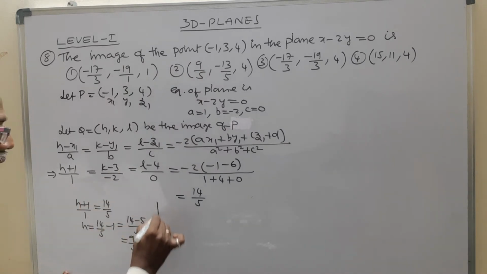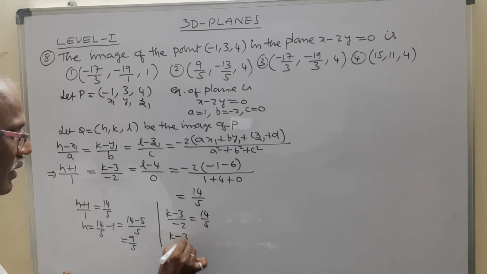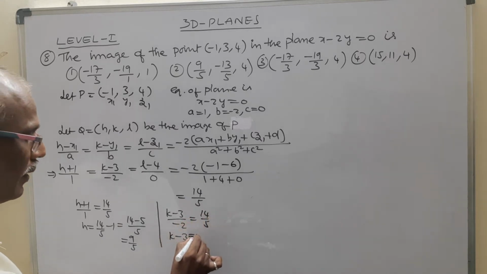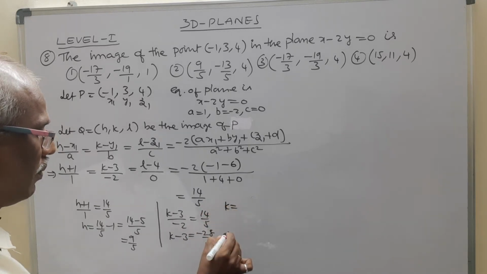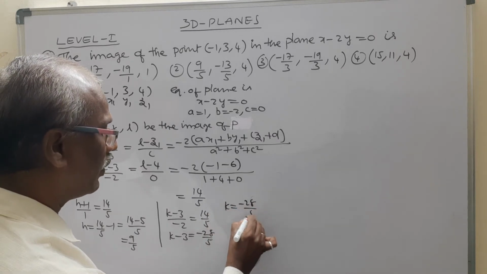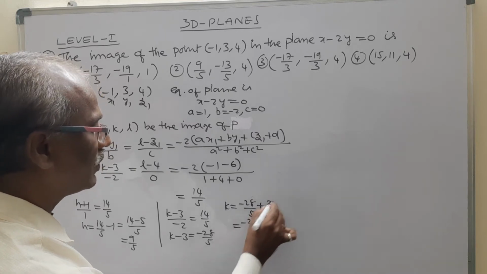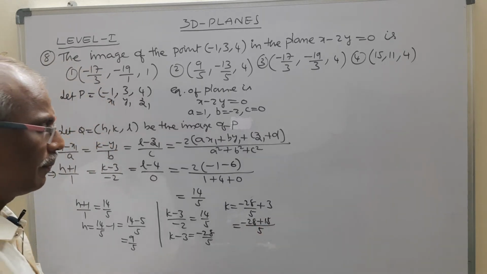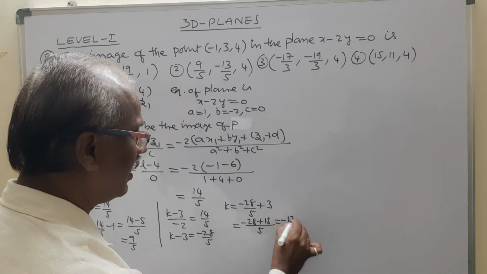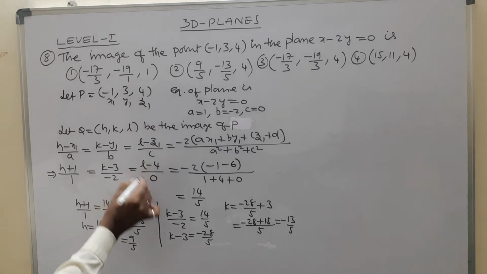Next, to find the k and l values. (k - 3)/(-2) = 14/5. So k - 3 = -2 into 14/5 = -28/5. k = -28/5 + 3, so 5 is the LCM: -28 + 15 = -13, so -13 by 5. This is the k value, -13 by 5.